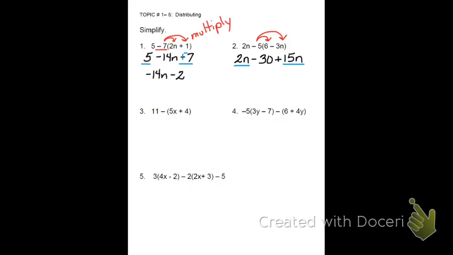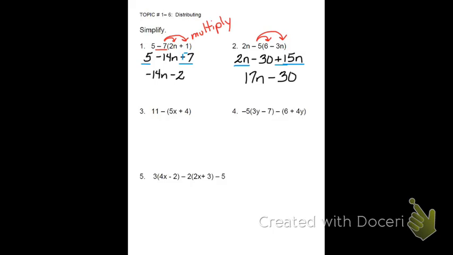I really should have underlined the plus sign with that 15 because it takes on the sign of whatever operation is in front of it. So 15 is positive here. So 15n and 2n would give you 17n minus the 30. And you're leaving this as an expression as you go.